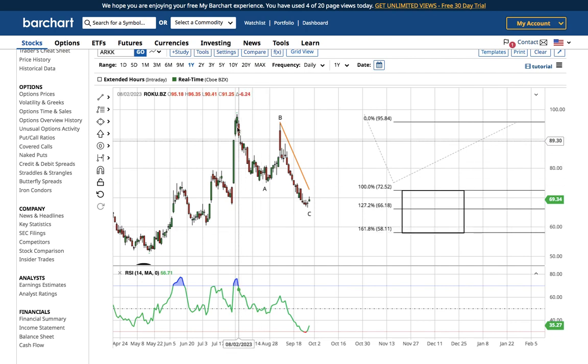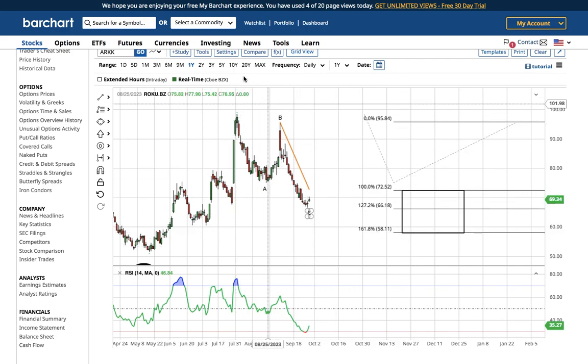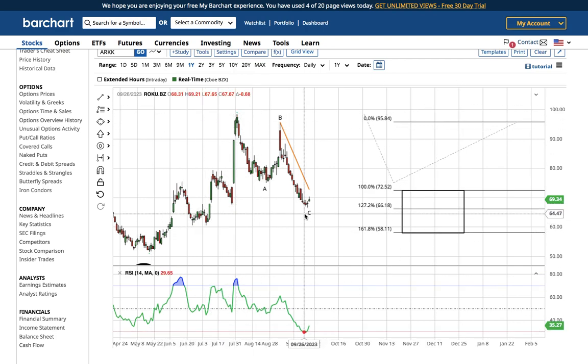That'd be a nice invalidation. A, B, C. So if it goes below 58.11, that would give credence to, let's just say, I think I've made it pretty clear. Above 58.11, this correction ends. Roku does very silly things, right? So what if that doesn't happen?